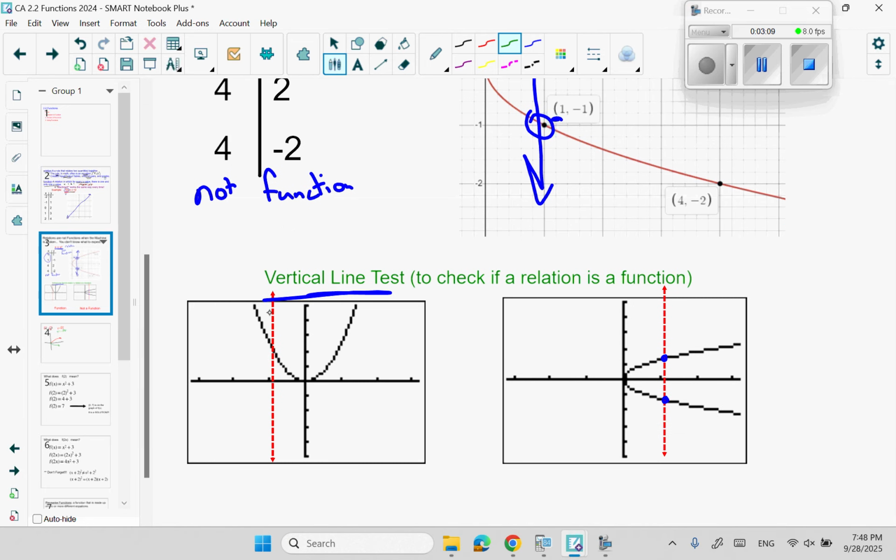So with the vertical line test, no matter what, I can draw infinitely many vertical lines. If I never hit the graph more than once, it is a function. But if I hit it more than once, it is not a function.